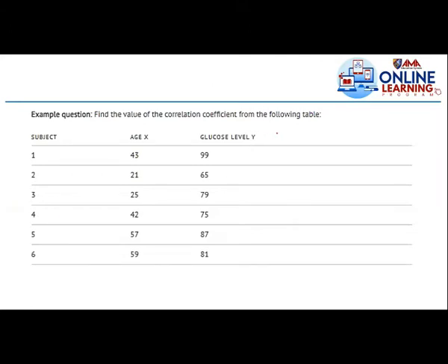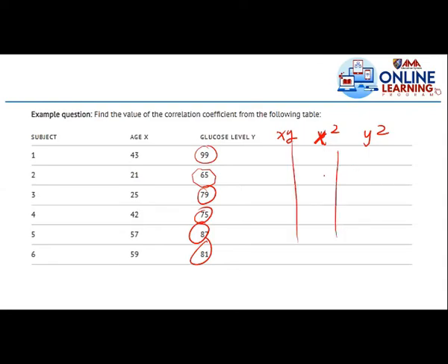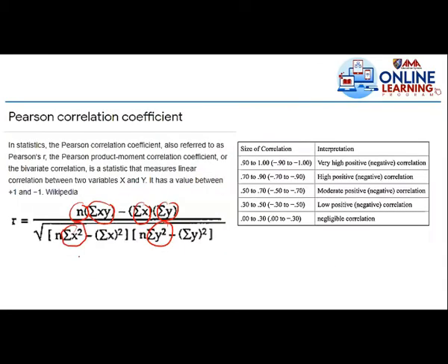All you need to do is get the product of x and y, get the value of x squared one by one, then y squared, raise to 2 one by one. Then put them there, so that we have something to substitute later in the formula.